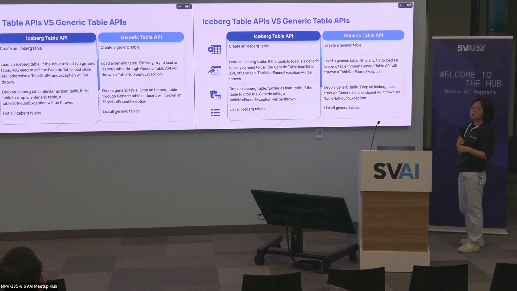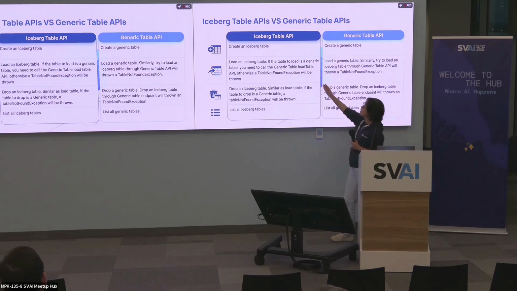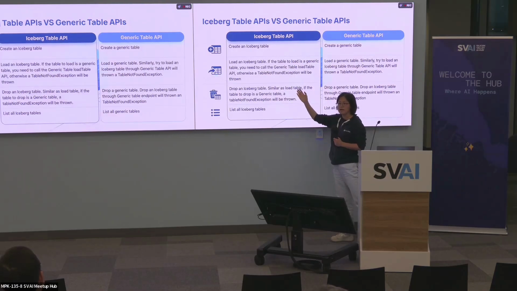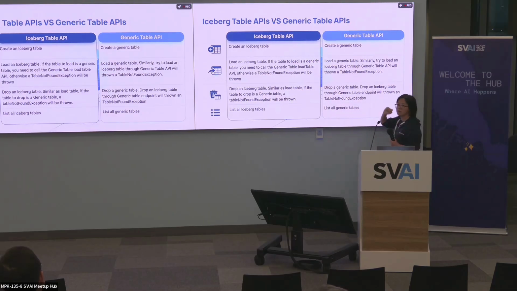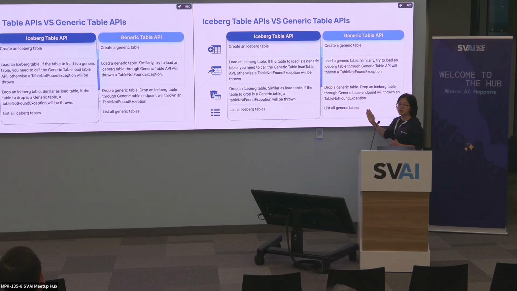Polaris also implements a set of Iceberg table APIs, so what is the relationship between these two sets of APIs inside Polaris? Today in Polaris we treat the Iceberg table and the generic table as two completely different entities. When you create an Iceberg table, you are just creating a table with Iceberg format. When you create a generic table, it's talking about all your non-Iceberg tables. In other words, the Iceberg table entities and generic table entities are completely disjoint today.